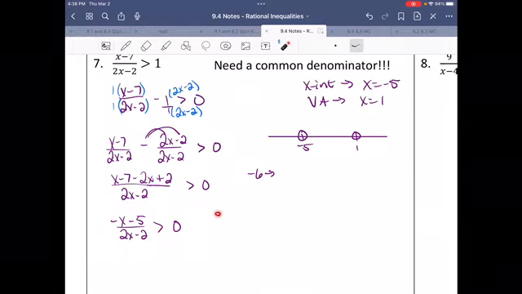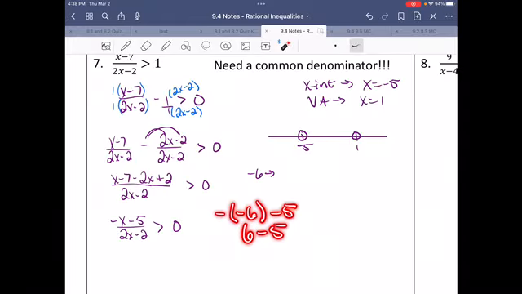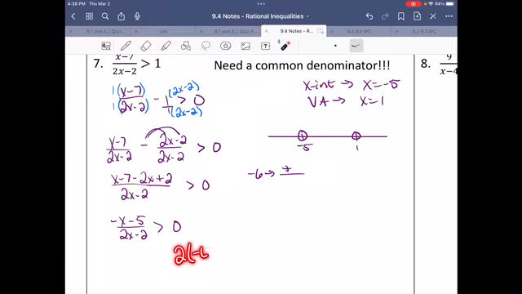Test a number less than negative 5, like negative 6. Remember, we're testing here. So I've got negative 6 minus 5. So this is really negative 6 minus 5, which is negative. And we're dividing that by 2 times negative 6 minus 2. So that's going to be negative. So the outcome there is negative.